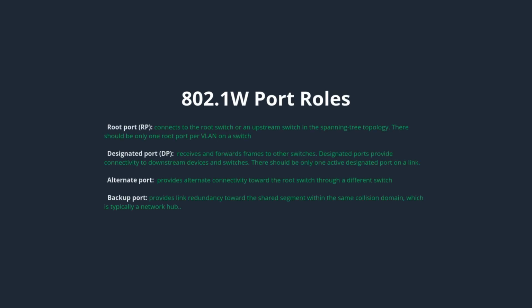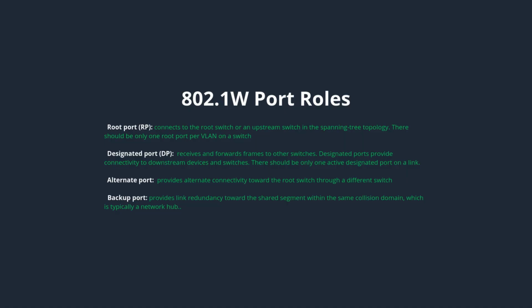Let's dive deeper into the port roles that RSTP uses to build its topology. Root port. This connects to the root switch or an upstream switch in the spanning tree topology. There should be only one root port per VLAN on a switch. Designated ports. These ports receive and forward frames to other switches. Designated ports provide connectivity to downstream devices and switches. Again, there should be only one active designated port on a link.